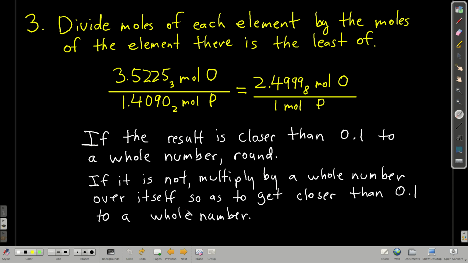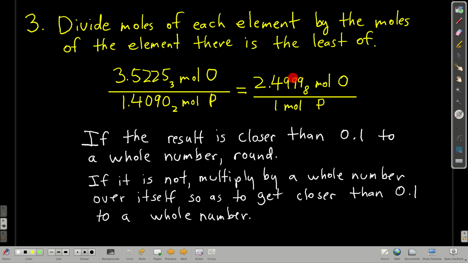Now, the next step is we take whichever of those elements we ended up with the least number of moles of and divide it into the moles of all the other elements. In this case, there's only two elements, oxygen and phosphorus, but if there were more, if the smallest number of moles was phosphorus, we divide it into the moles of all of the other elements in the compound. So when we do that for our numbers, we get 2.49998 moles of oxygen per 1 mole of phosphorus. Notice I put this on bottom. It's important because this is different, moles of oxygen and moles of phosphorus. So this is a ratio here.